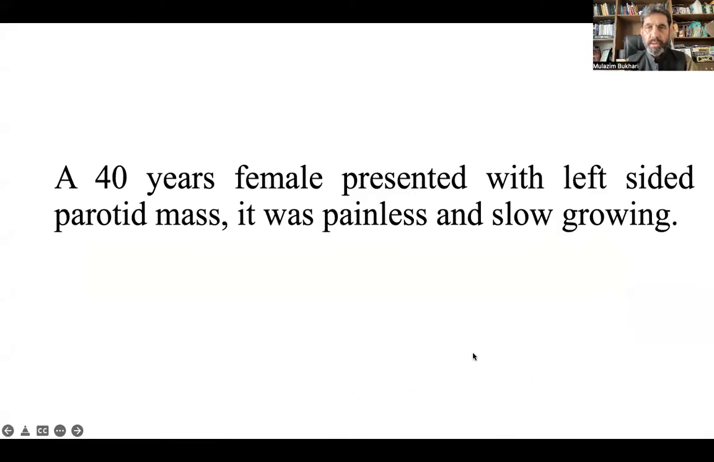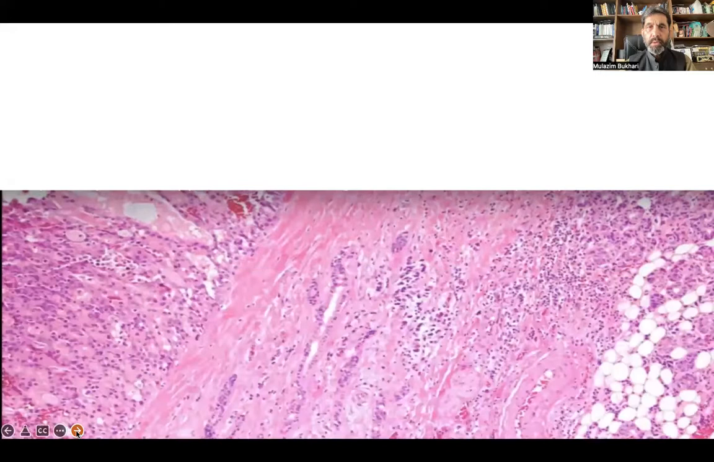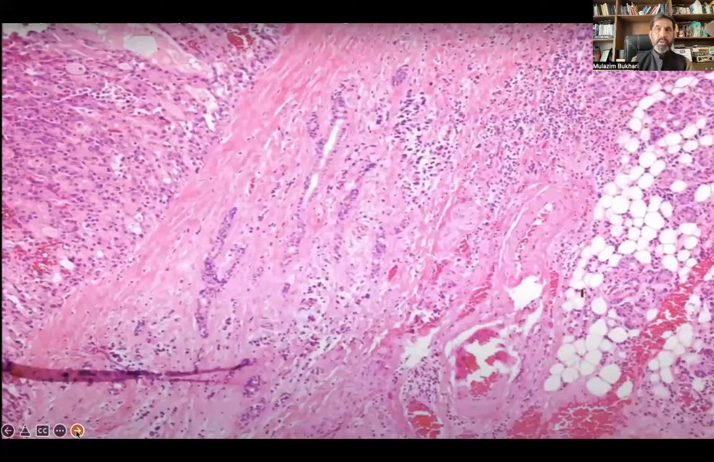So let's see different scenarios. Scenario number one: a 40-year-old female presented with a left-sided parotid mass. It was a painless and slow-growing tumor. If you see this picture, histological examination reveals tumor cells in sheets. There are microcysts, and these are cords. These are papillary structures. These are hemorrhagic.